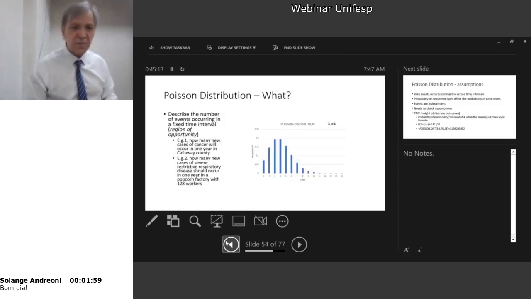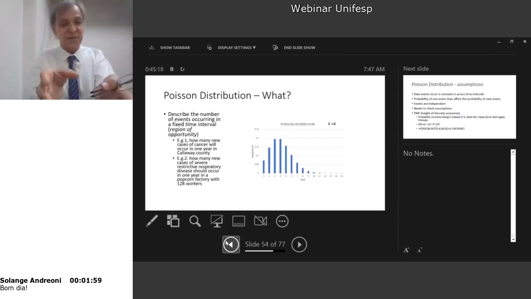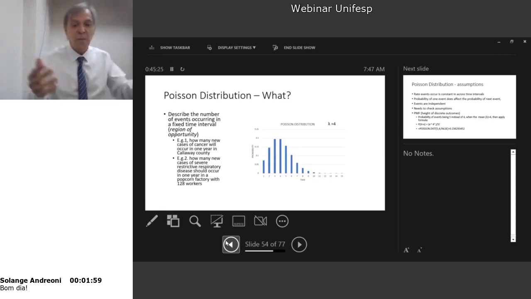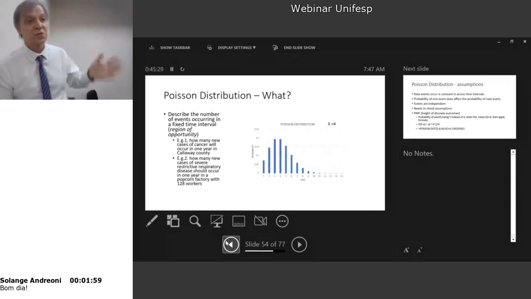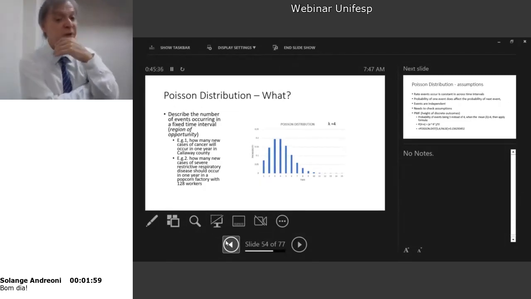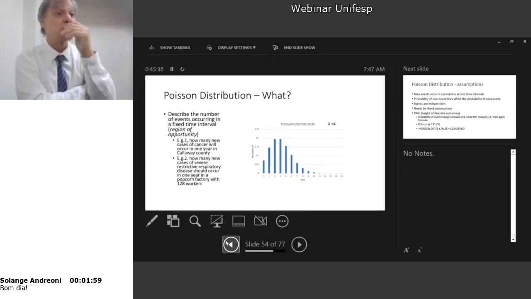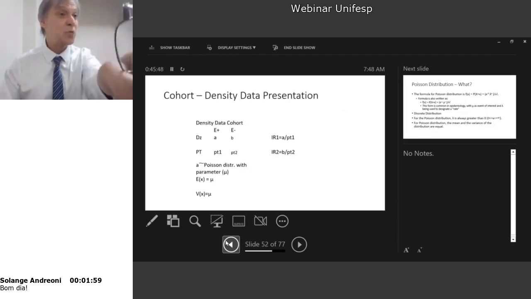Why is it discrete? Because of this. It describes the number of events occurring in a fixed time interval, I call it region of opportunity for the event to happen. Okay? So how many new cancer cases will occur in 1 year in Callaway County? Callaway County is a county in Missouri that I had to estimate many times for 115 counties. How many new cases of cancer will occur? Well, that follows a Poisson distribution. That's A on that little table. Remember? Disease in exposed or something.